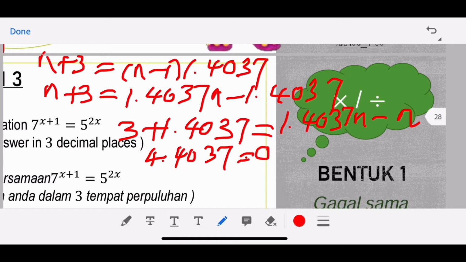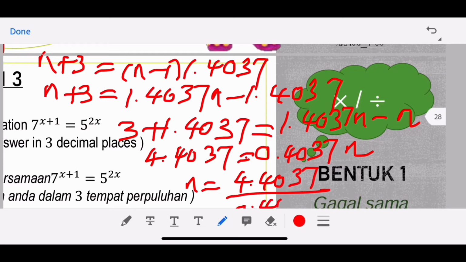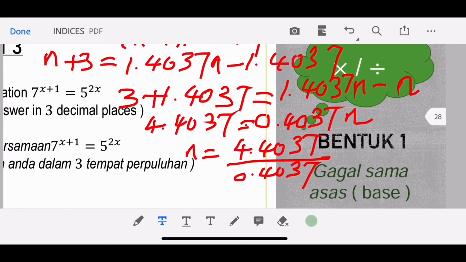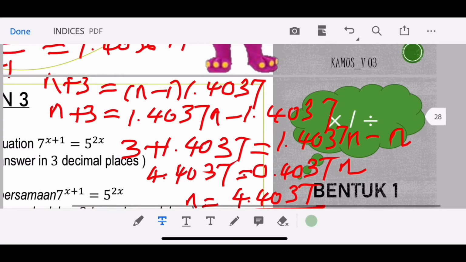Okay, 4.4037 equals 0.4037 n. So then you take 4.4037 divided by 0.4037, and your n must be written in 3 decimal places according to the instruction of the question, right? You see the answer says you must write your answer in 3 decimal places. Let's work out the answer.